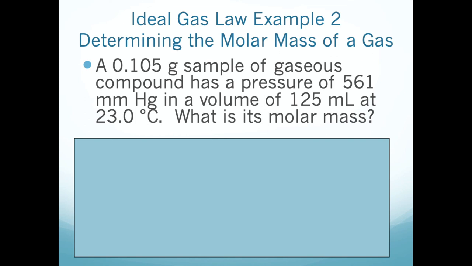You're going to have to do a gas law problem, but then you're going to take that answer and go a step further to find the final answer. So let's see what the question's giving us here, right? It's telling us that the mass of our sample is 0.105 grams. It has a pressure of 561 torr, a volume of 125 milliliters, and a temperature of 23 degrees Celsius. Now, we're searching for molar mass, which has units of grams per mole, right?